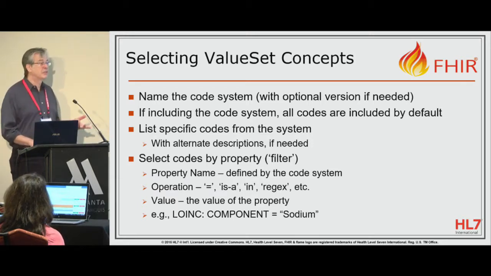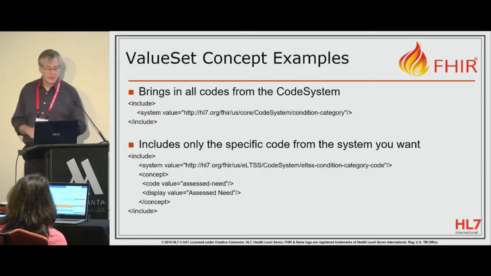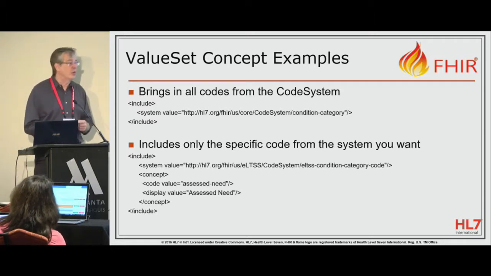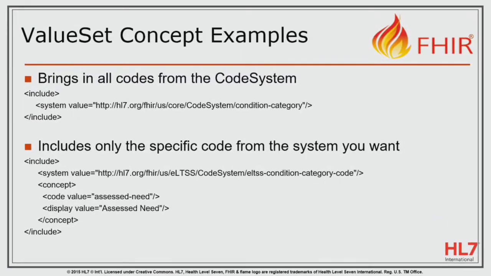Now, just to show you what that looks like, some simple ones. To bring everything in from the condition category on US Core, that's all you need: include, system, value. It brings everything in. That's it. Including only the ones you need: you bring in your condition category code, and you say, I only need this code. This is the only one you're allowed to use.